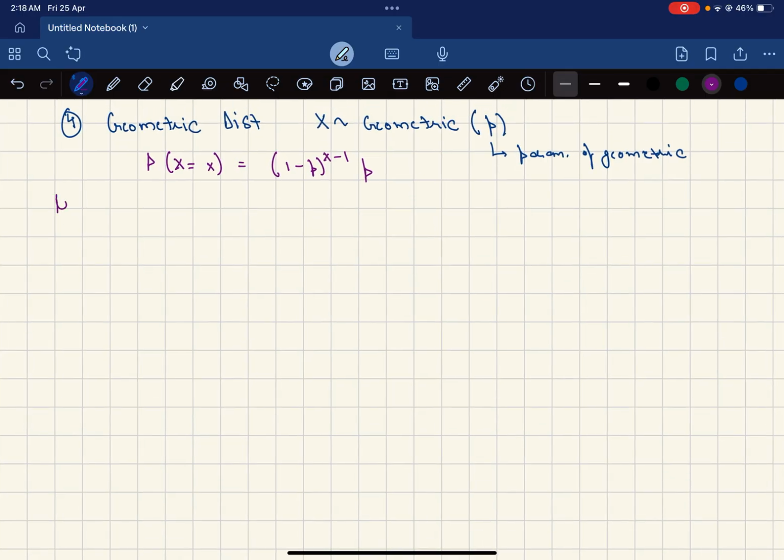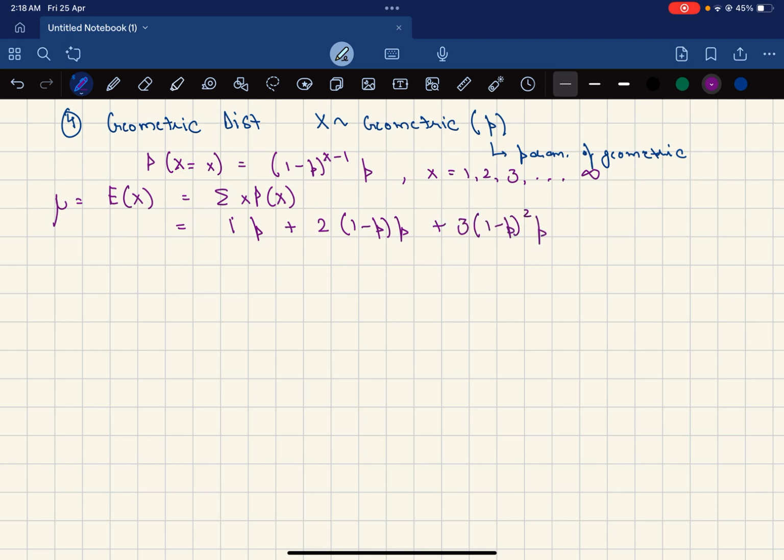Now once again we'll calculate the mean of the random variable as summation of x p(x). So x could take values 1, 2, 3 and so on till infinity. For x equal to 1, the probability is p, since the first trial has to be success. For x equal to 2, the probability is (1 minus p) into p. For x equal to 3, it's (1 minus p) square into p, because we need 2 failures and 1 success for total 3 trials, and this goes till infinity. Now let's call this mu.